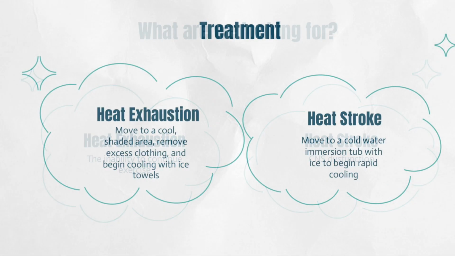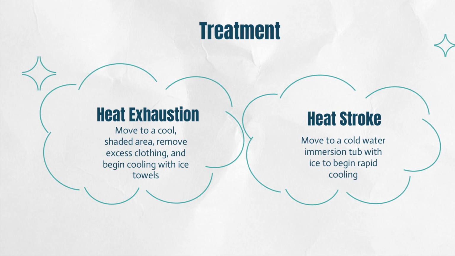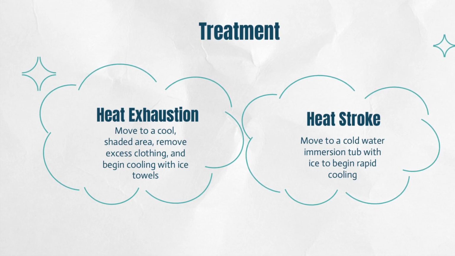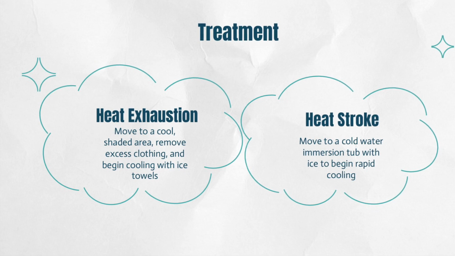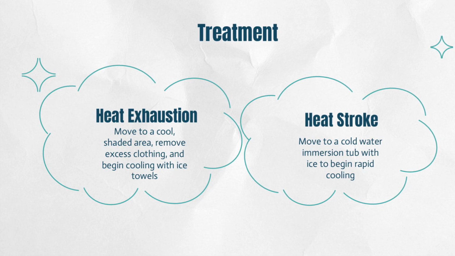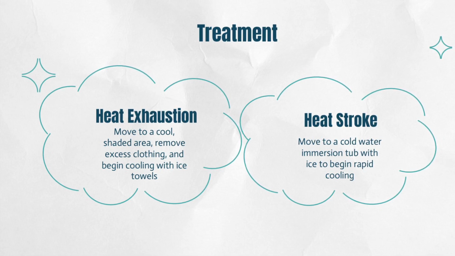When treating heat exhaustion, you want to move the patient to a cool, shaded area, remove their excess clothing, and begin cooling with ice towels. With heat stroke, you want to move the patient to a cold water immersion tub with ice to begin rapid cooling. This should be done with as many people available to assist. Their core temperature should decrease by a rate of 1 degree Fahrenheit every 3 minutes.